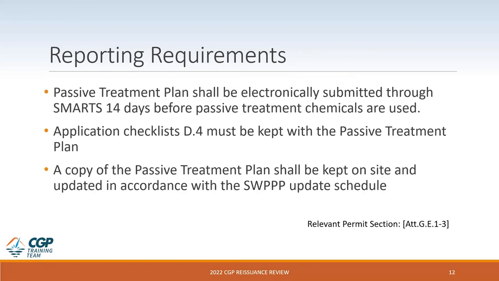With respect to reporting requirements, before any passive treatment chemicals are used on a site, the passive treatment plan should be submitted through SMARTS at least 14 days in advance. And there's also an application checklist that should be kept with that plan. There's additional details in section D4 that you can reference. And along with keeping the SWP updated, that passive treatment plan should also be updated with any relevant information, and that plan should also be kept with the SWP.